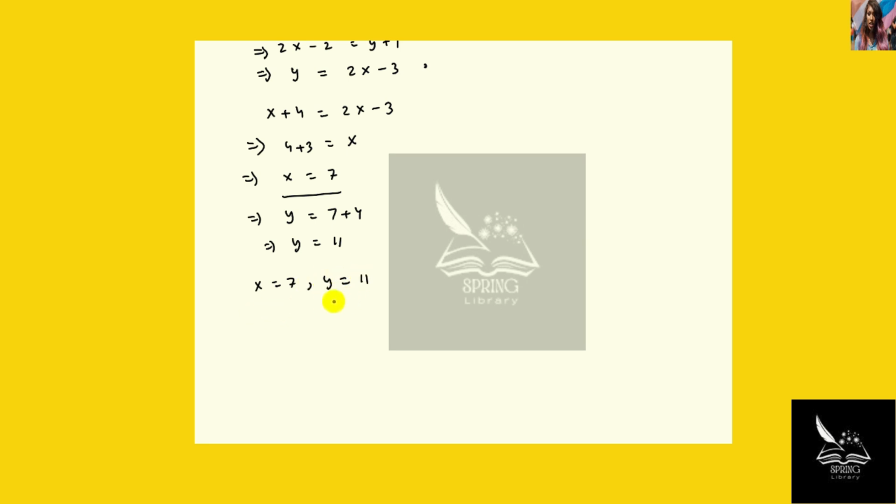So we can conclude that the number of bales carried by the mule is equal to 7, and the number of bales carried by the horse is equal to 11. And this concludes the solution to this question.